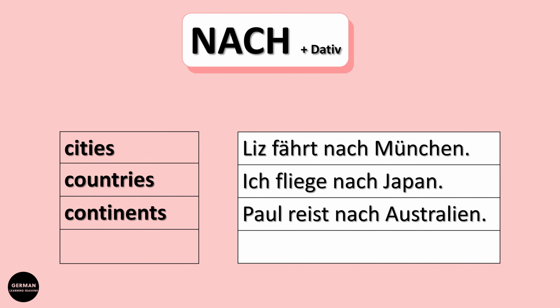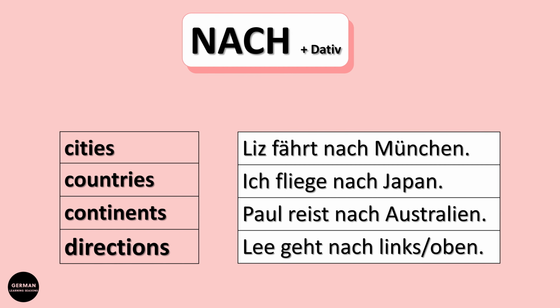Same goes with continents. For example, Paul reist nach Australien. Means Paul travels to Australia. Australia is a continent, so that's why we say nach Australien, to Australia. And the last one, directions. Lee geht nach links means Lee's going to the left, or Lee geht nach oben, meaning Lee goes upstairs. So links and oben are directions, so that's why we have to use nach. Nach links, nach oben. To the left or upstairs.